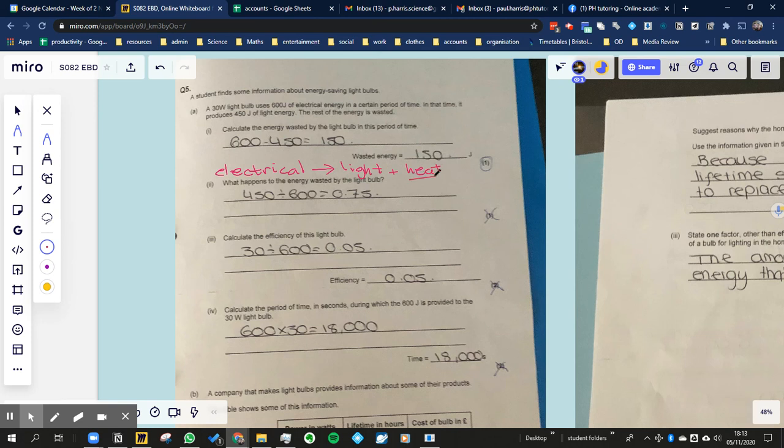And it's this one here, which is the wasted energy. So that must have been 150 joules. So where did that heat go? Now we've produced all this heat. Where is it now? Yeah, that's right. It's around the house. It's been spread around.